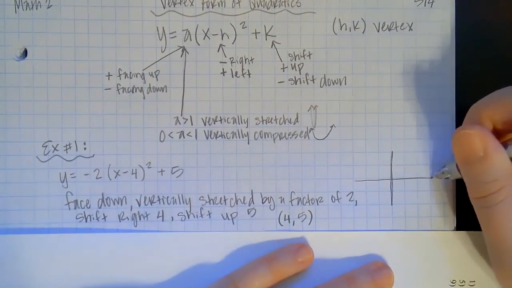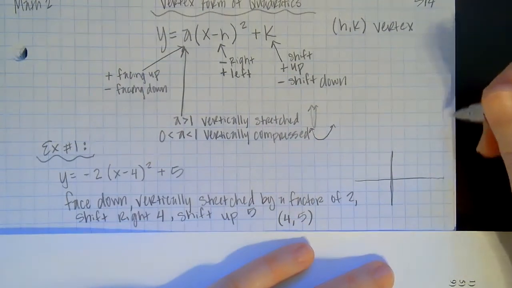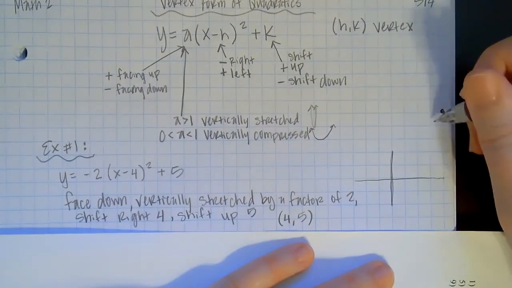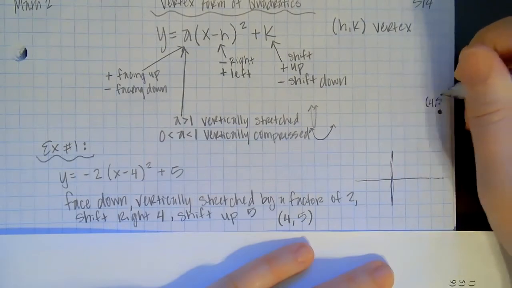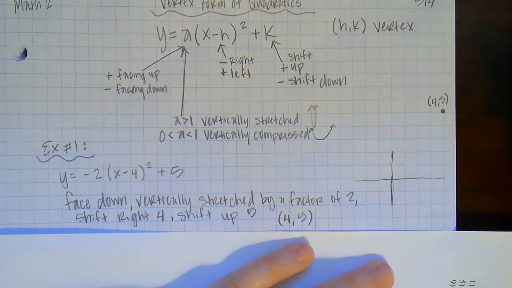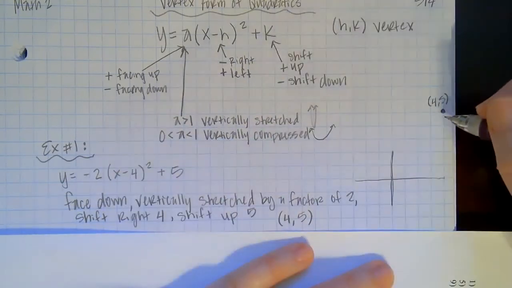I'll just make it a whole graph. It's fine. So 4 and then up 5. 1, 2, 3, 4, 5. So I'd be all the way up here. (4, 5). Right? And then it says that it's face down. So it's got to be facing down.